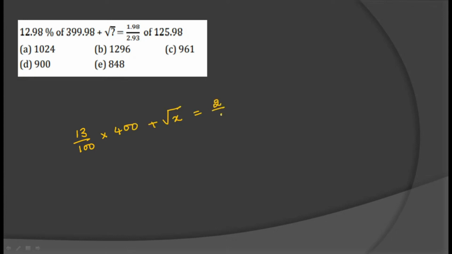equal to 2 by 3 of 126. Now 3 ones are 3, 3 fours are 12, 3 twos are 6. Again, if we just cancel here, so 4 tens are 4, so 13 fours are 52 plus root x exactly equal to 42 twos are 2 twos are 4, 4 twos are 8. Now, the root value of x is equal to 84 minus 52.